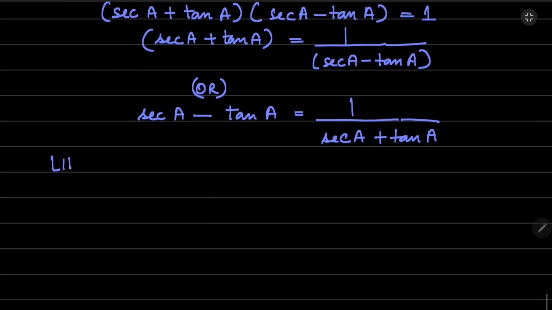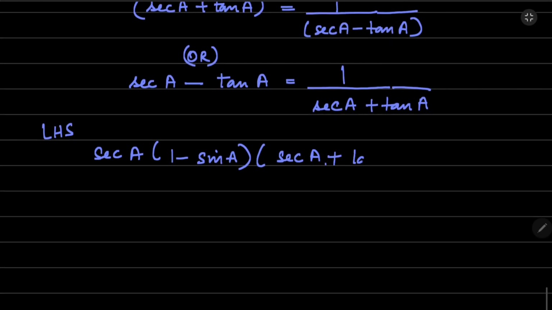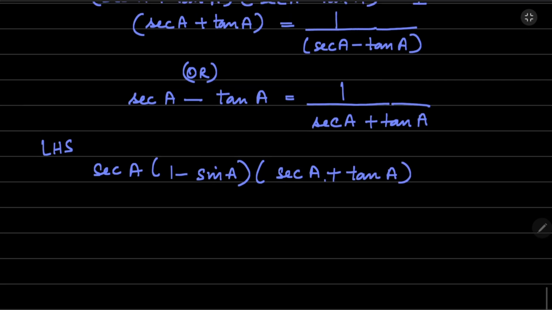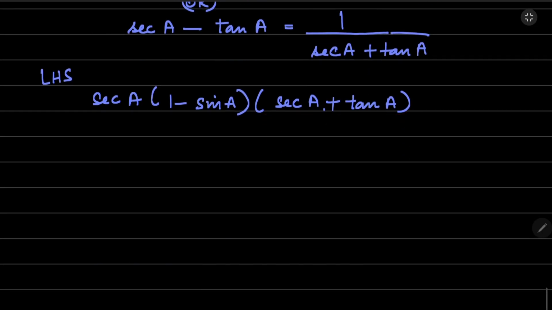Now, let us write what is given. In the LHS, you are given secant A multiplied by 1 minus sin A multiplied by secant A plus tan A. This is your LHS. What is secant A plus tan A? Can I write secant A plus tan A as 1 by secant A minus tan A? Yeah, we can write. Okay, so here, just multiply it inside. So secant A into 1 is secant A, minus secant A into sin A.